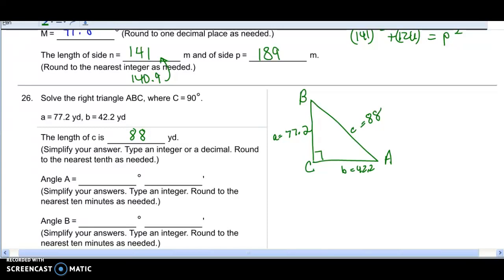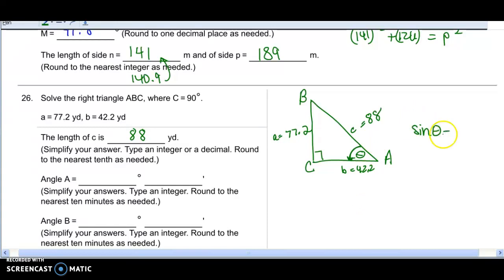Now we need to work on angle A and angle B. So here's our theta right there. I want to use a trig function. Theta is what I'm looking for, so it's my variable. So I need to set up a trig function for theta. I could set up any one, sine, cosine, tangent, it doesn't matter, because I have the values of all my sides. Let's just go with sine.